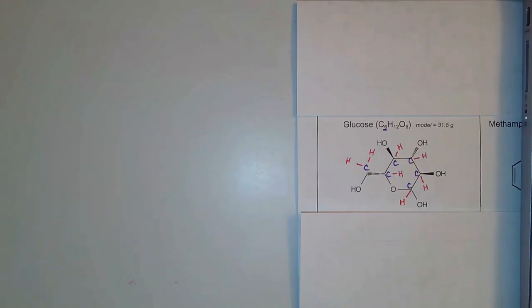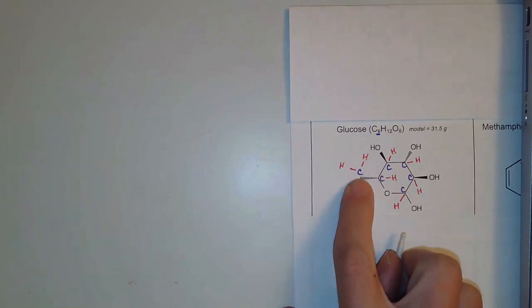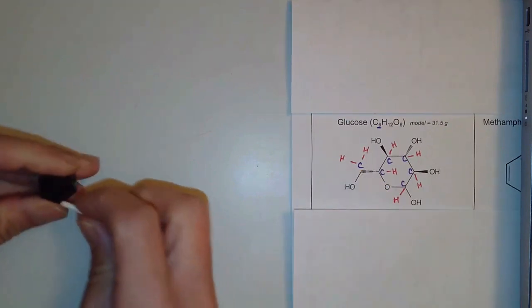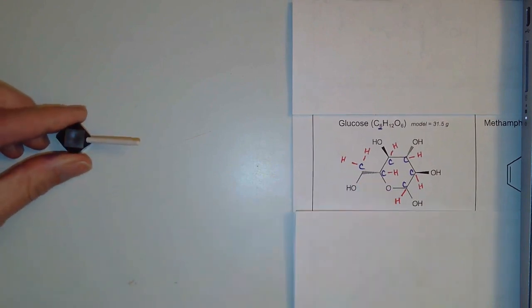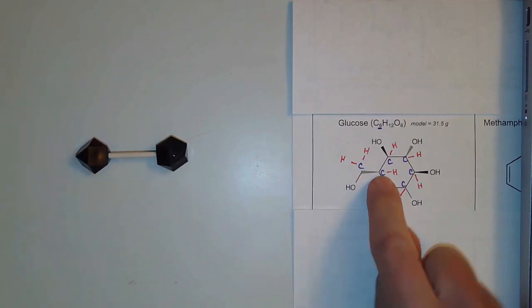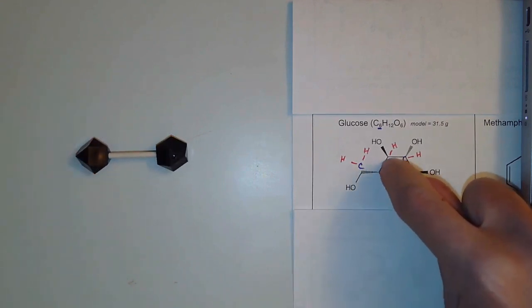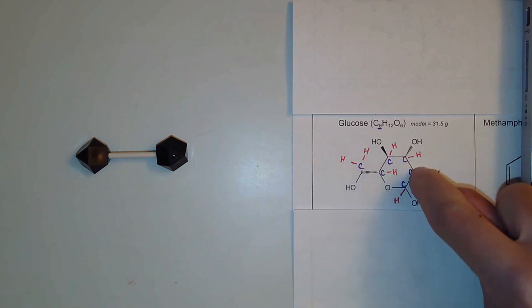Okay, I'm going to walk you through how to build this. I'm going to just start with my carbon. So I'm going to start with this carbon here. It's going to be off to the side, and it's going to bond to another carbon. So that's that carbon. And I am going to now do this carbon ring. Each of these carbons is actually just single bonded to each other.